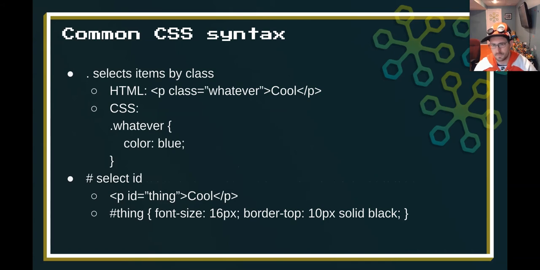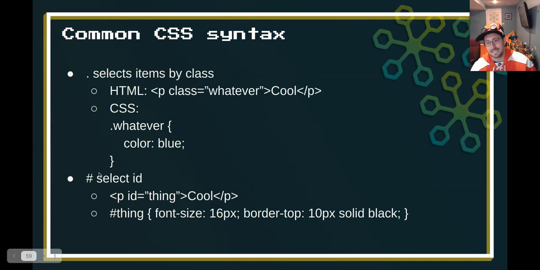So here's a little example. A dot selects items by class. Meaning in the HTML, we have a paragraph tag with class equals whatever, and I can select it by a dot whatever in CSS. So in CSS to apply styles to that, I would write dot whatever and then brackets and the color. I'm saying, hey, the color is blue, which would then select this because it has a class of whatever, and it would make the text blue.